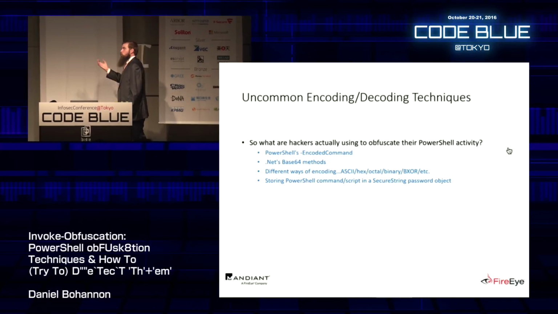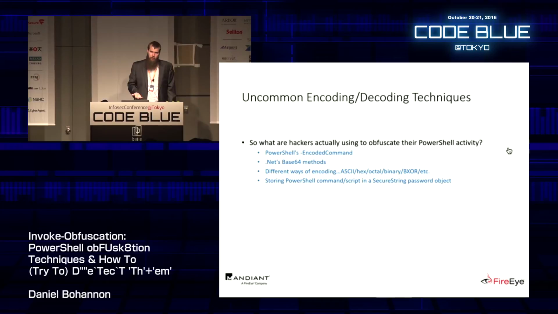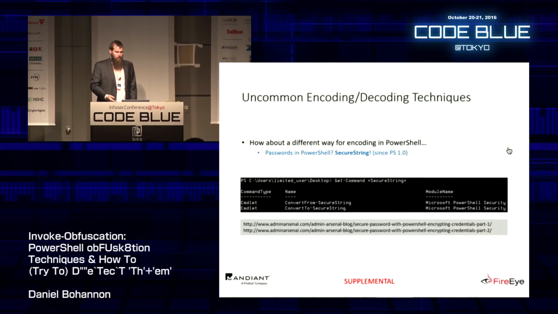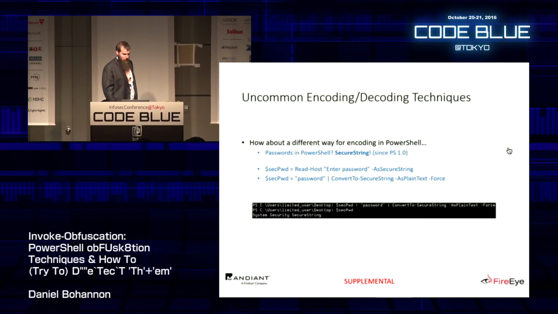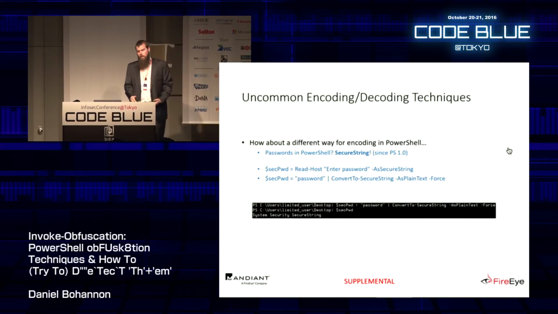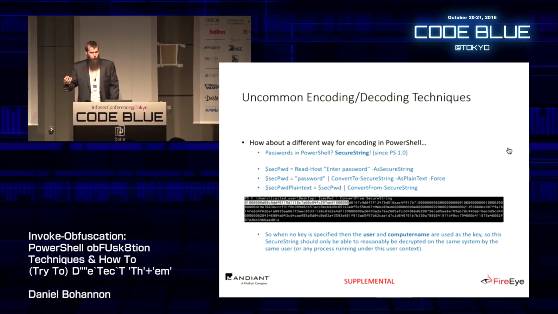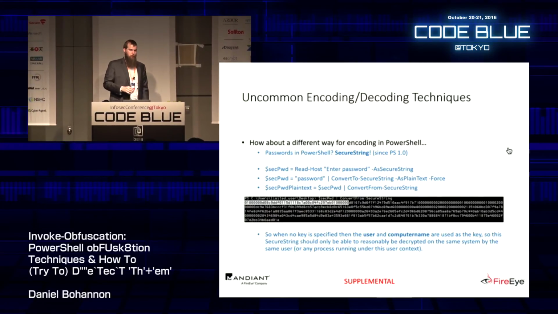So I got to thinking, when PowerShell is dealing with passwords, it has what's called secure string. I started playing with secure string, and it's actually been around since PowerShell 1.0. What you can do is take a password, convert it to a secure string object, and then if you want to store it on disk or in the registry, you can convert it from a secure string object, and that's what the value will look like.